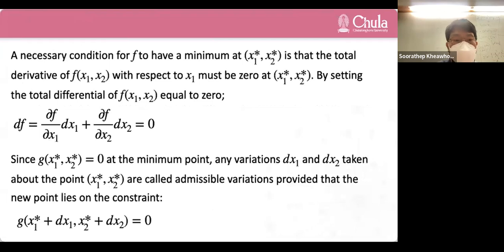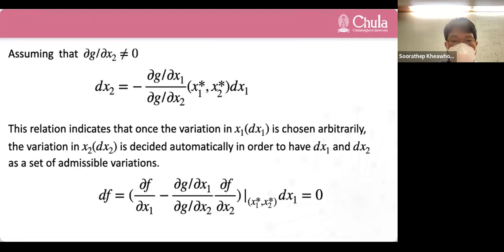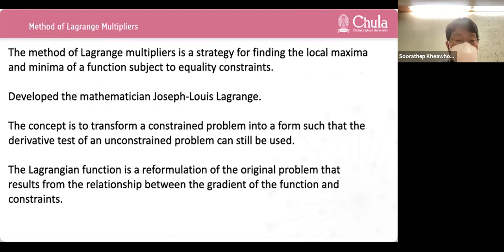Okay, so what else? Yeah, I think I already explained that in the video about the admissible variation. Other important thing is Lagrange multiplier. Direct substitution is very easy, but the problem is if your constraints are not in the form of an explicit function.